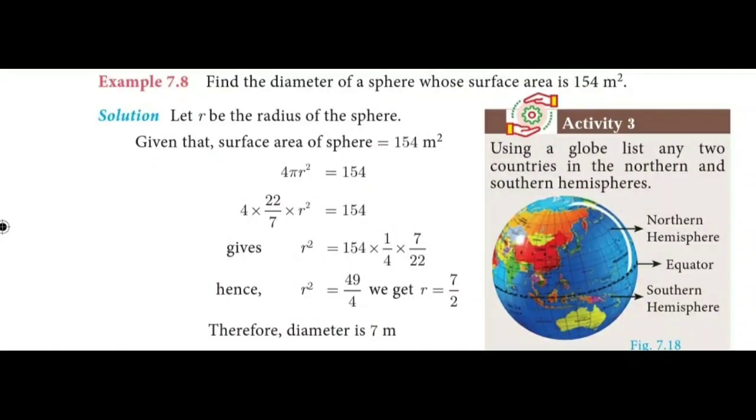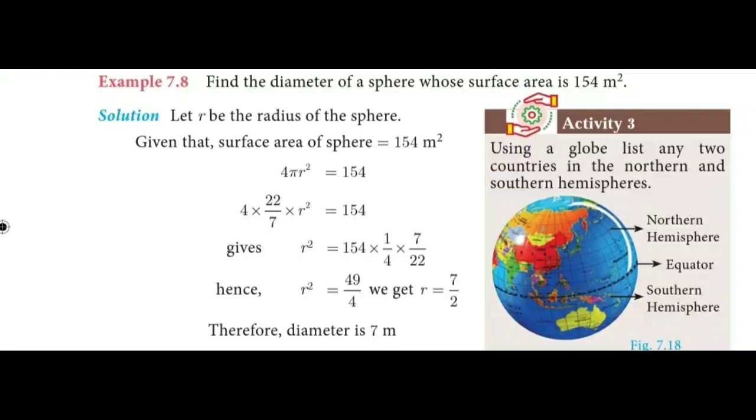Next one, example 7.8. Find the diameter of a sphere whose surface area is 154 meter squared. Given question is indirect question. Solution, let r be the radius of the sphere. Then surface area of the sphere is equal to 154 meter squared. Here applying the formula, surface area of the sphere is equal to 4πr squared, square units. Then 4πr squared is equal to 154.